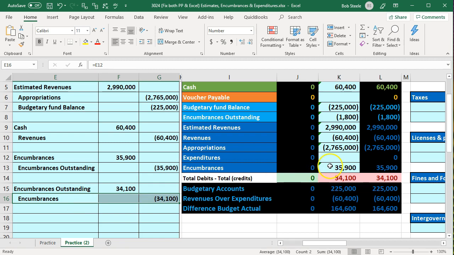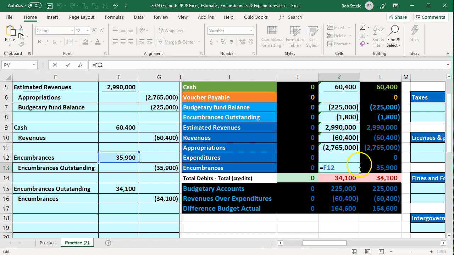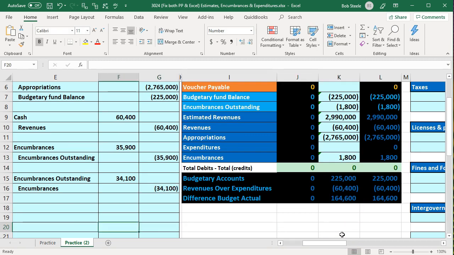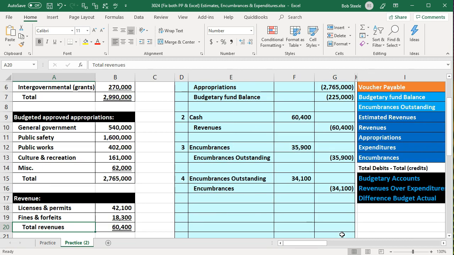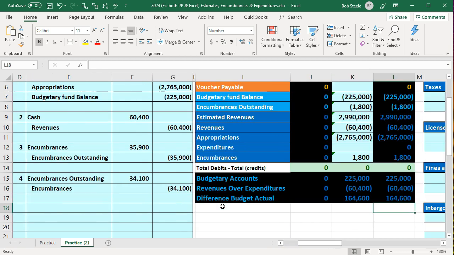So we're going to go to K13. This is kind of unusual. It doesn't act like an expense. It goes up and then down like a clearing account. Double click on it because something's in it. Say plus at the end of it, and then point to that $34,100, bringing the balance down to $1,800. Okay, and then the next item is the fact that we're going to record the actual expenses. So now we'll record the actual expenses.